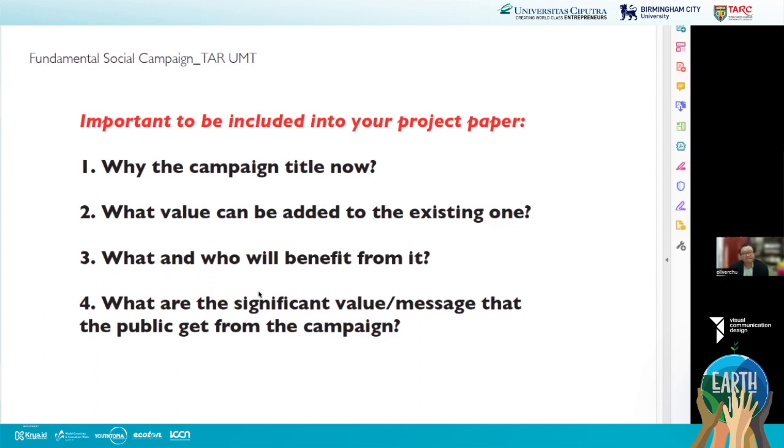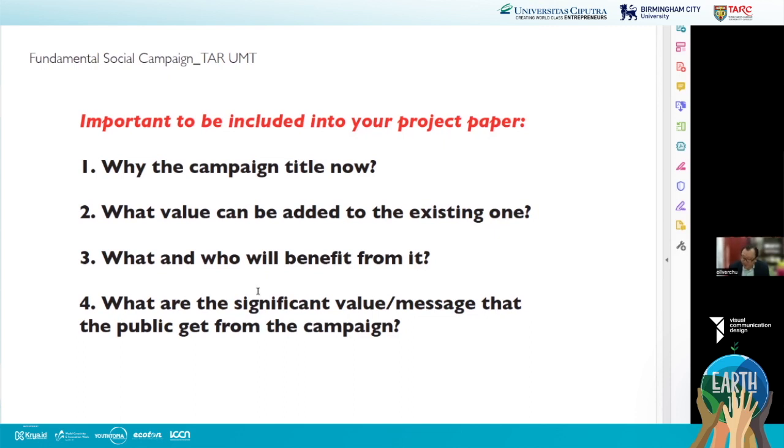And whatever you write, you have to incorporate these 4 points, basically. You have to explain why the campaign title now. It's very, very important, because in a campaign work, if this is not explained clearly, you will find you are working alone, which is not so good, right? And of course, the second point here is, what value can be added to the existing one, okay?